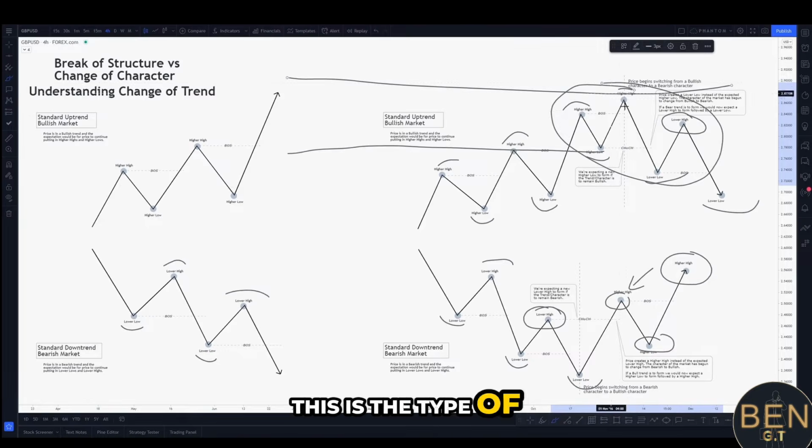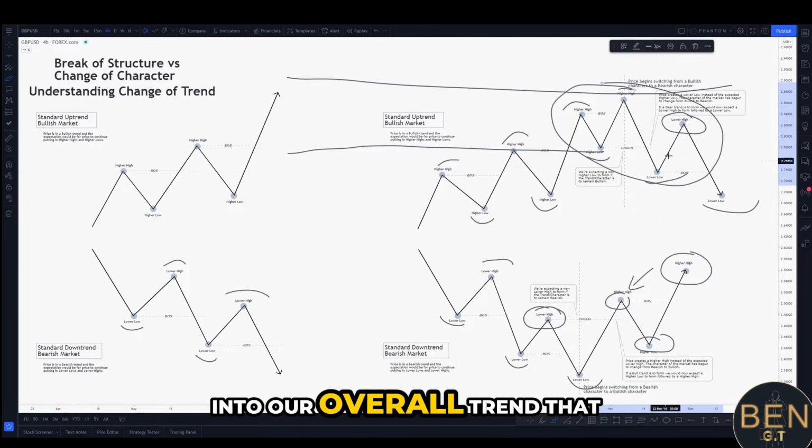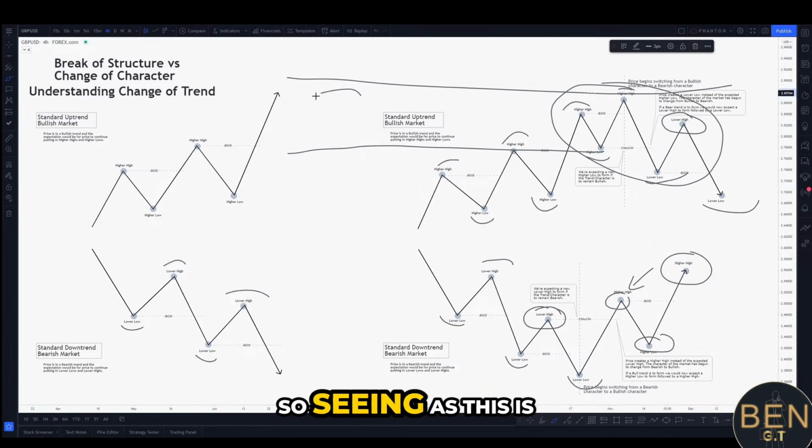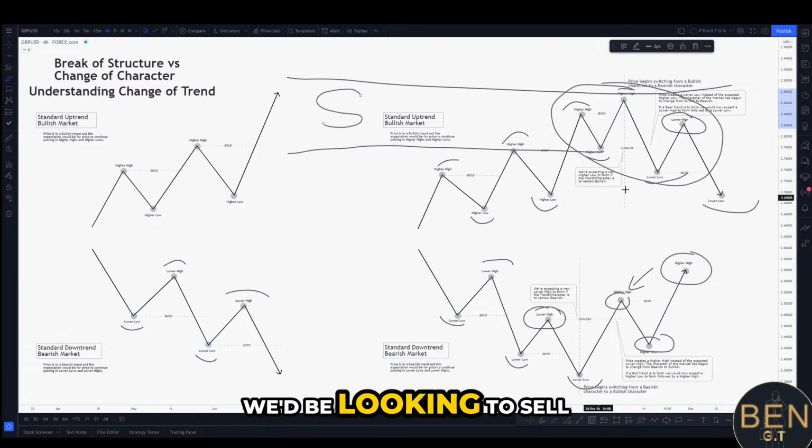This is the type of price action that we are going to be looking for to begin looking for entries on that lower time frame, because at the end of the day, we want to see price starting to change into our overall trend that we're looking to catch. So seeing as this is supply, we'd be looking to sell.